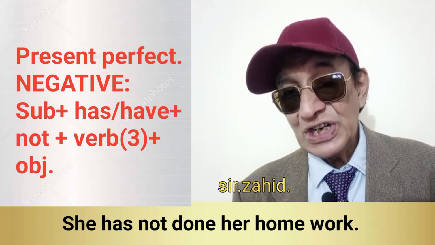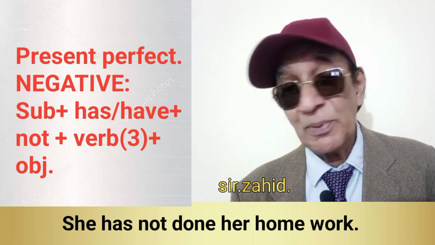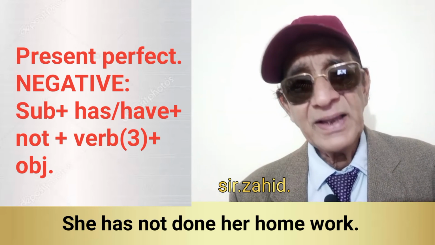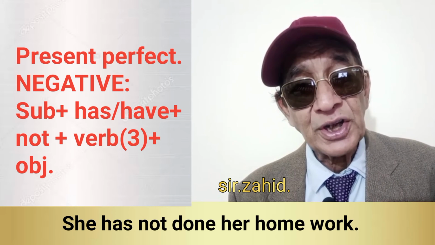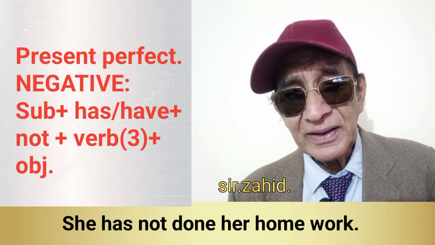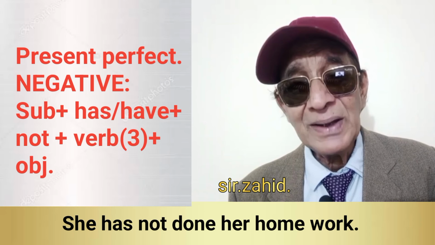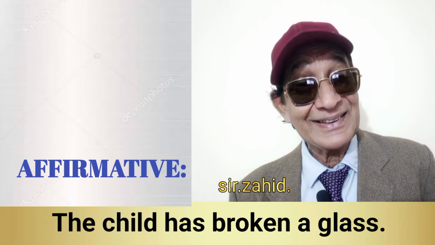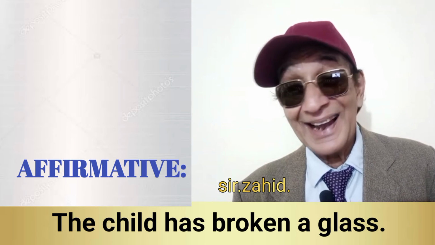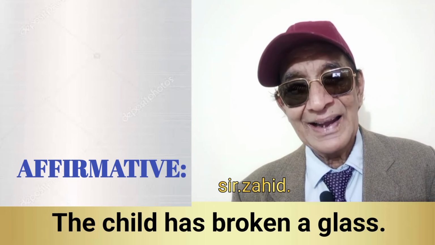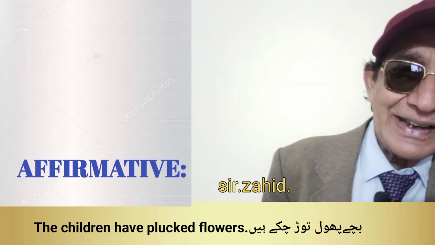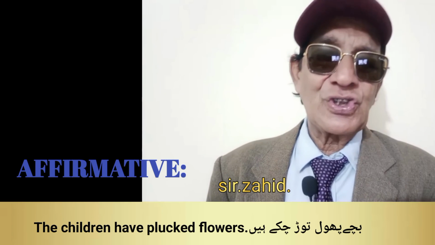Saw, seen. I have seen a beautiful picture. Break, broke, broken. Not break, not broke, but broken. The child has broken a glass. The children have plucked flowers.